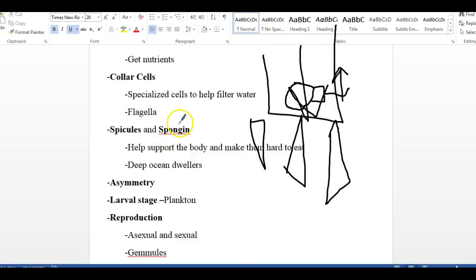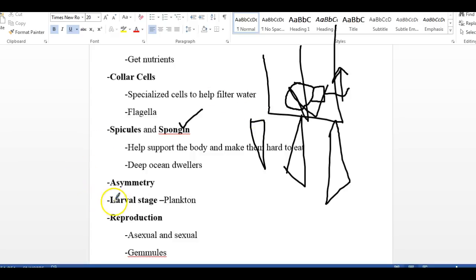These spicules and also this material spongin, which is really tough, helps the sponge live at those deep regions of the ocean and not be flattened out, but actually be a rigid organism that can allow water to flow through it. Okay. The symmetry they have is they have no symmetry. They're asymmetrical. So if you cut a piece off, there really is no central region or radial symmetry. You can't cut it in half and have two equal parts.